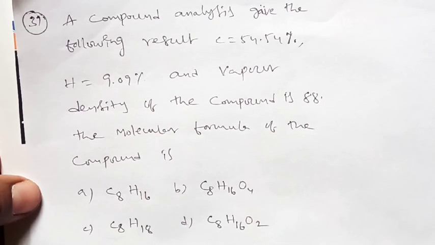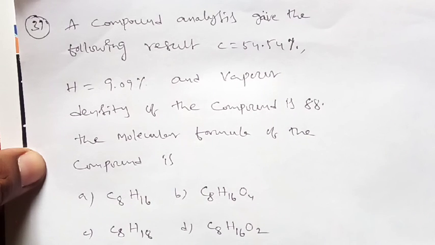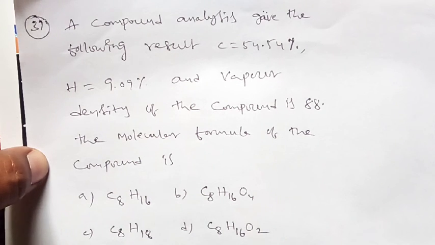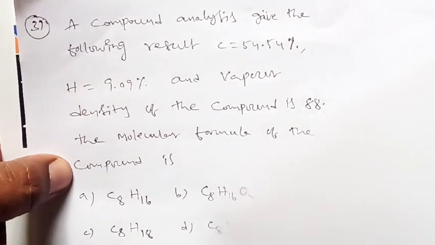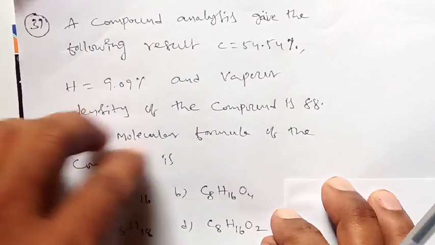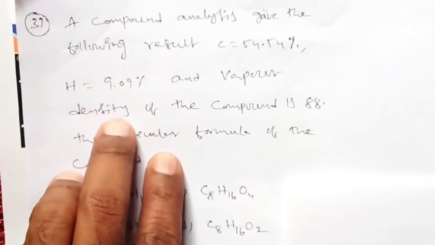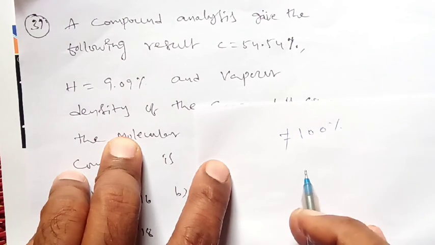A compound analysis gave the following result. C equal to 54.54%, H equal to 9.09%, and vapor density of the compound is 88. The molecular formula of the compound is, so it is very clear, it is the empirical formula concept. As per the empirical formula concept, there are steps involved, but here one important point is that the carbon and hydrogen percentages, if you add them, do not equal 100. It is not equal to 100%. That is why we should first add these two and subtract from 100.